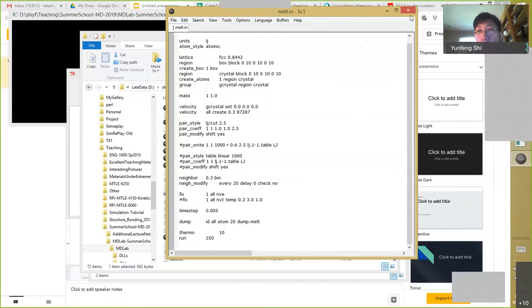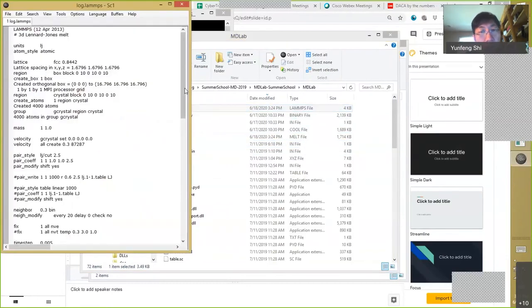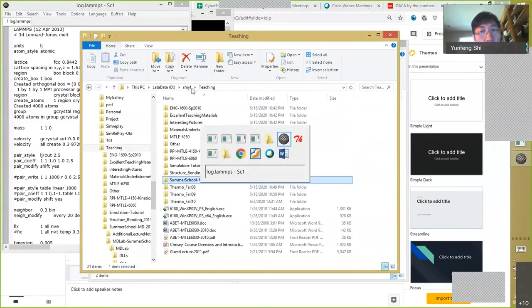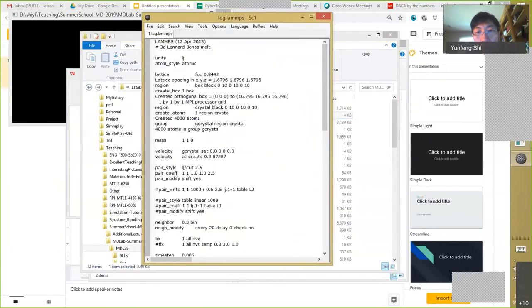So where is the total energy? The total energy goes into the file called log.lammps. You can change the file name in the script, but the default one is log.lammps. You can double click. Now you can see it. It tells you all sorts of information.